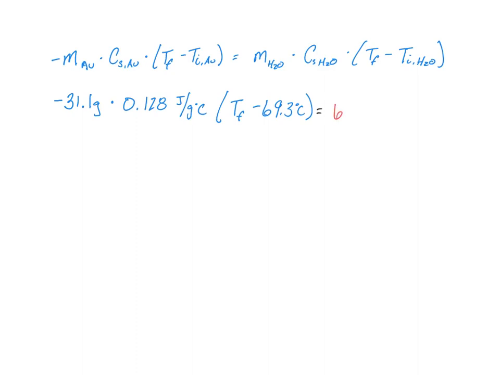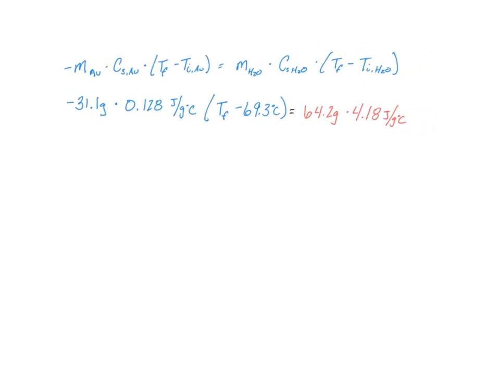My water, there were 64.2 grams of water. The specific heat of water is 4.18 joules per gram degree Celsius. We are looking for TF, and the initial temperature of water is 27.8 degrees Celsius. So you'll notice that I forgot to put the specific heat of water in this problem. That is common in these types of problems.